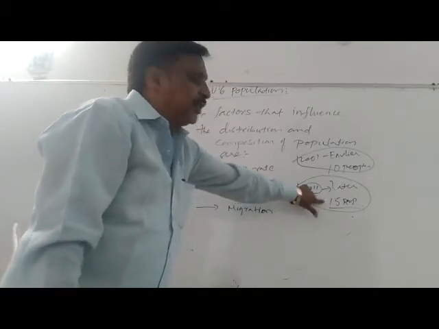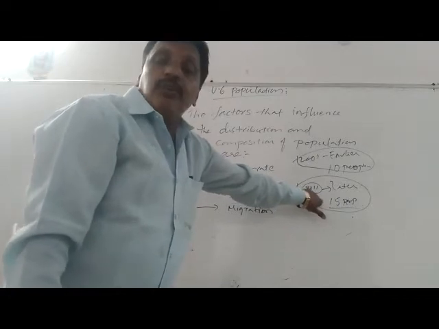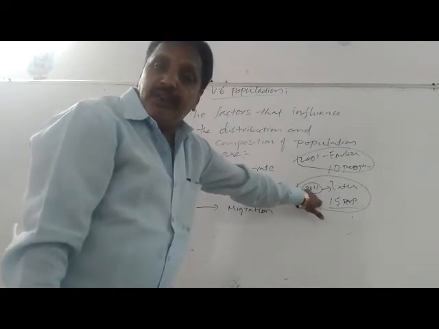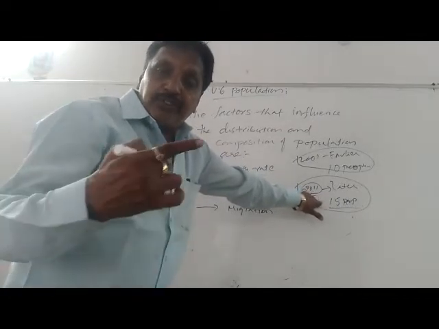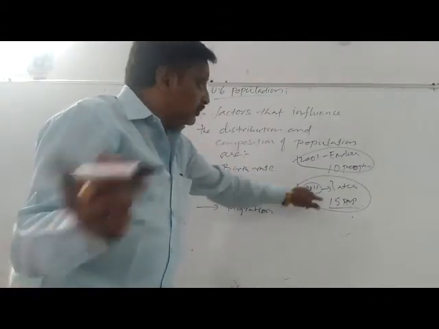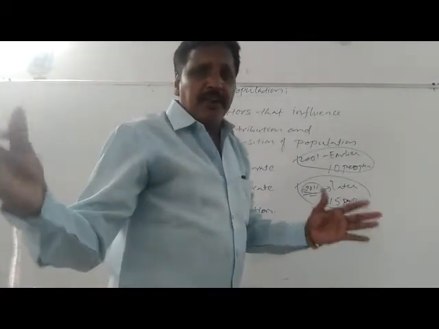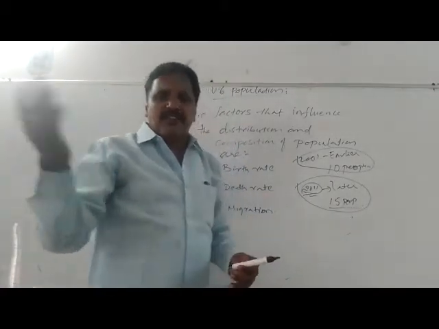Now what will be 15 minus 10? Means we got how much? Plus 5. Means population increased or decreased? Population increased. Of course, at certain times, in very rare cases, it happens that the population decreases.